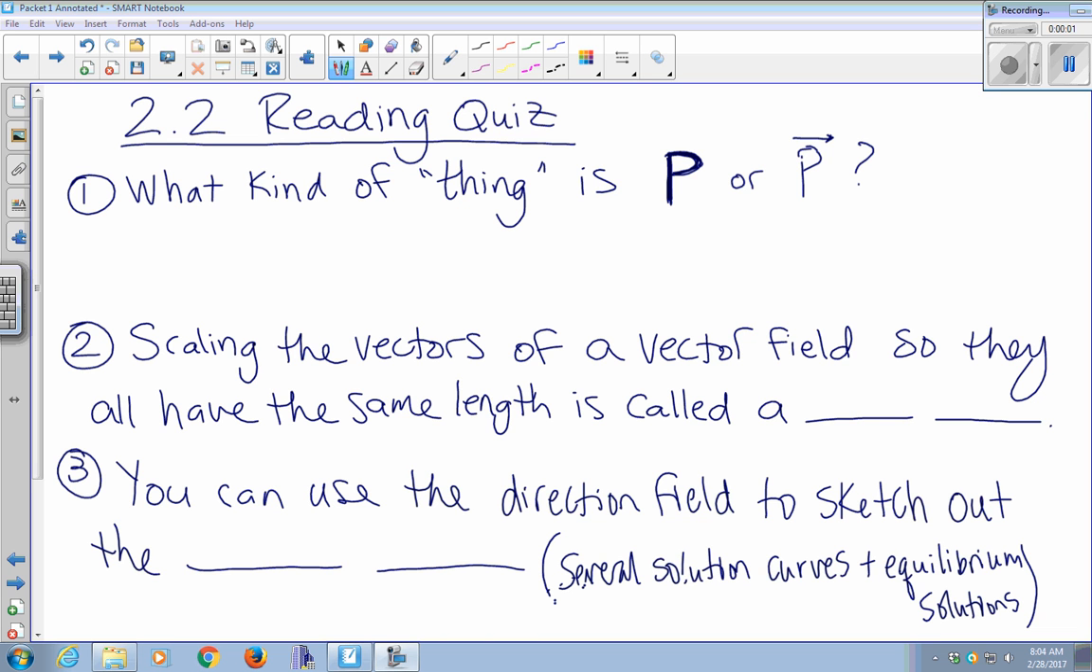Thing is denoted with a bold P or a P with a line over it? A vector, yeah. Okay, and if you scale the vectors of a vector field so that they all have the same length, what is that thing called? A direction field.